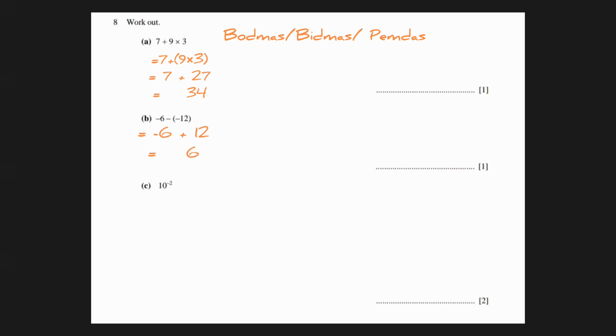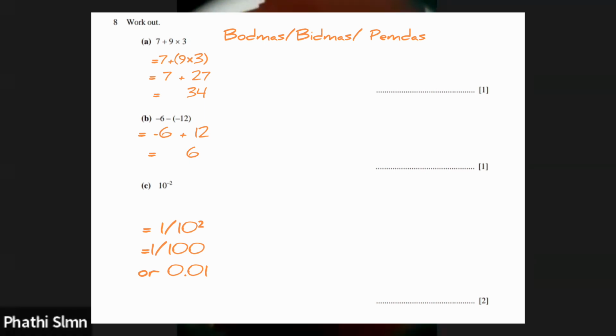Okay, so then what is our 10 to the power negative 2? Can we express it in this form? It's going to be 1 over 10 to the power of 2. Well done. Can we simplify it further? Yes, ma'am, 1 over 100.